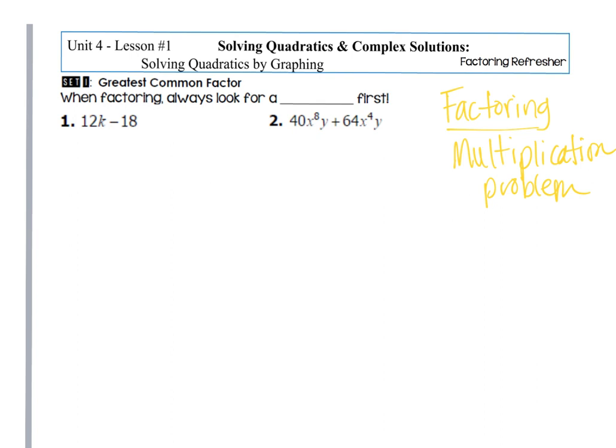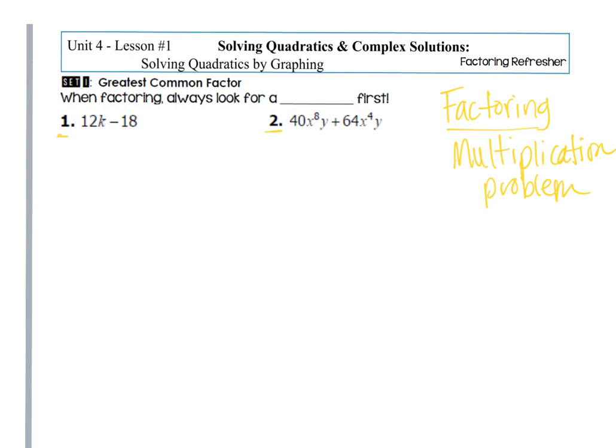If you're looking at numbers 1 and 2, on number 1 we have 12k minus 18. That right there is a binomial. I have just 2 different terms. It's not a multiplication. I can see that there's nothing showing to distribute or multiply. So to factor it, I'm going to turn it back into the multiplication problem. A lot of times when we do that, we have to use the opposite operation, and the opposite operation of multiplication is division.